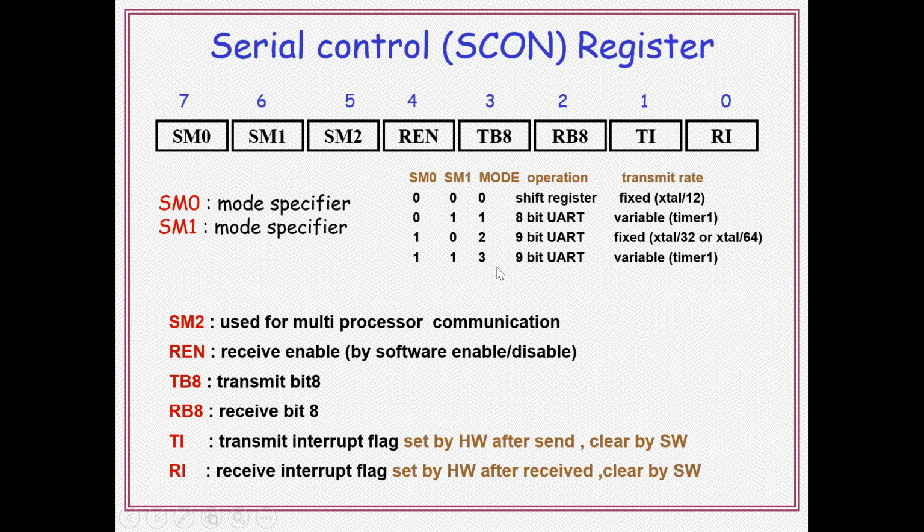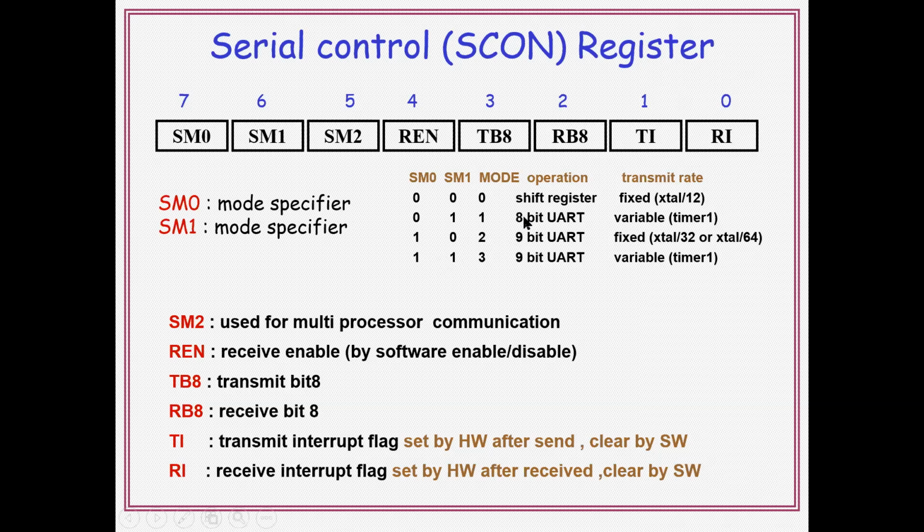And next one, mode 3. Mode 3 is also the same as mode 2. So 9-bit UART. Here 9-bit UART indicates one start bit, one stop bit, and then 8 data bits plus one parity bit. So total 11 bits. In that 11 bits, data bits are 8 plus 1, 8 data bits plus one parity bit, so that it is called a 9-bit UART. Here also, mode 2 is also 11 bits.